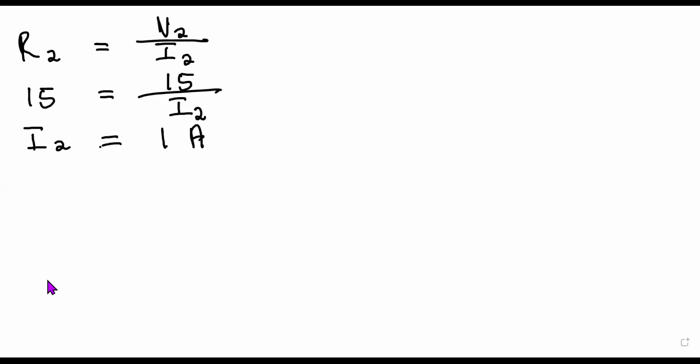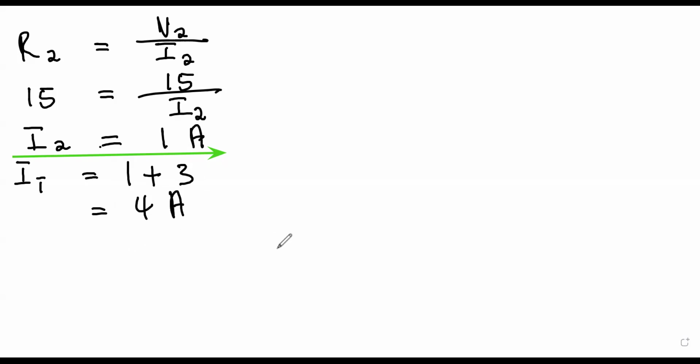So now that we know the current that passes through the resistor R2, then we can say the total current is equal to the current that passes through R2, and then we add this to the current through resistor R1, which we know is 3 amperes. So yes, the total current will just be 4 amperes like that. Or you could have done it in the first way that I told you.